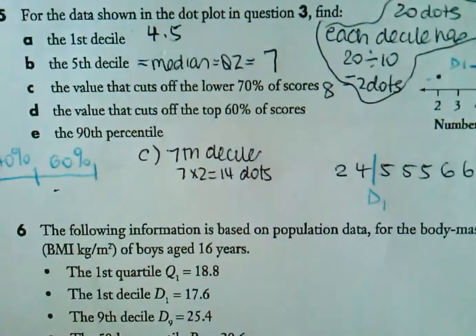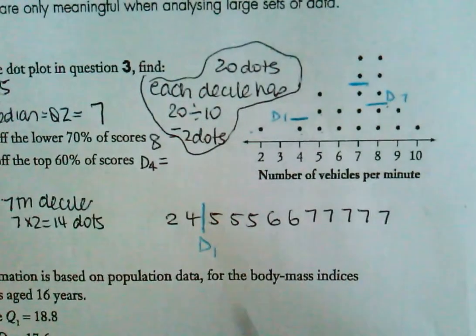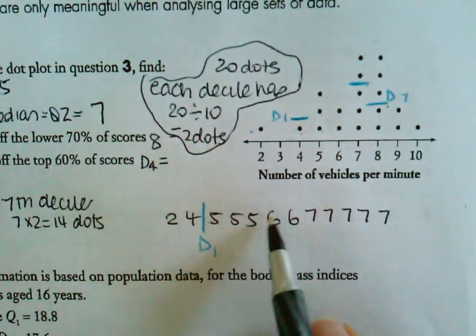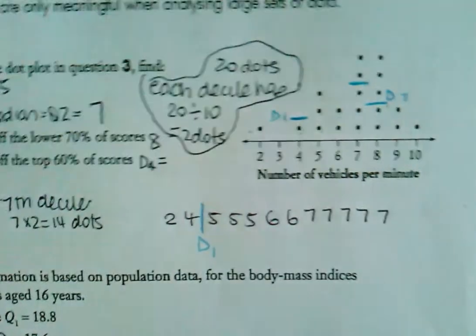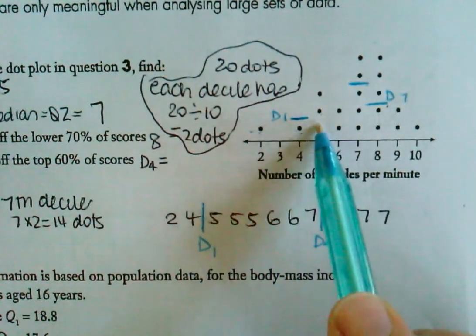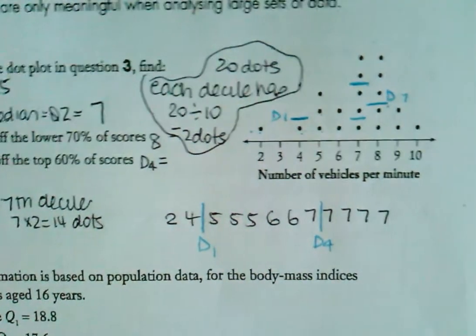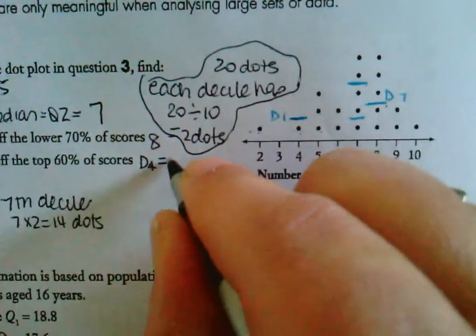So let's look for D4. We're actually looking for D4, which is 8 dots. I can do it here. 1, 2, 3, 4, 5, 6, 7, 8. It's there. Or I can go 1, 2, 3, 4, 5, 6, 7, 8. It's there. Okay, so D4 is also 7.